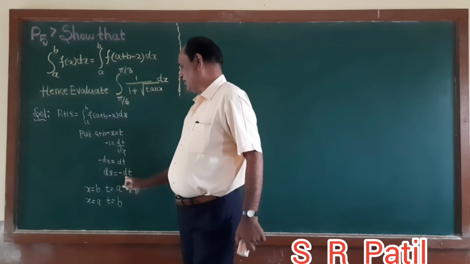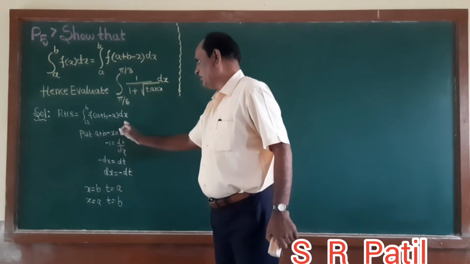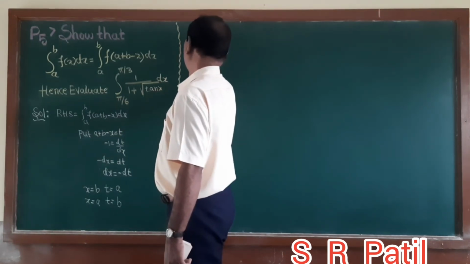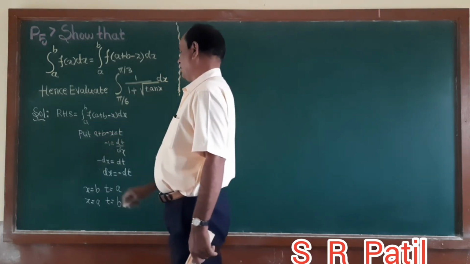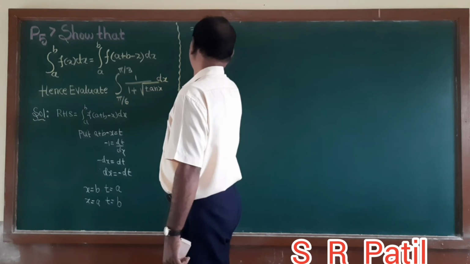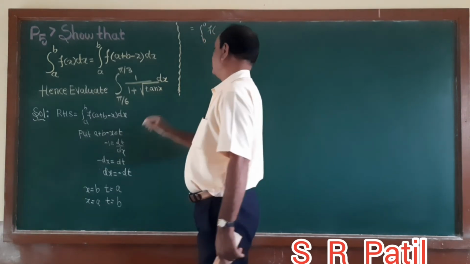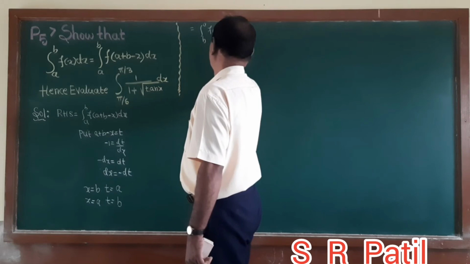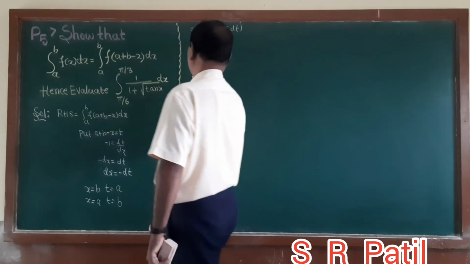Therefore dx is minus dt. Substitute this value in the given integral. Therefore this is equal to the integral from a to b, which becomes b to a, of f of (a plus b minus x), that is t, multiplied by dx, which is minus dt. The minus sign goes outside the integration symbol.